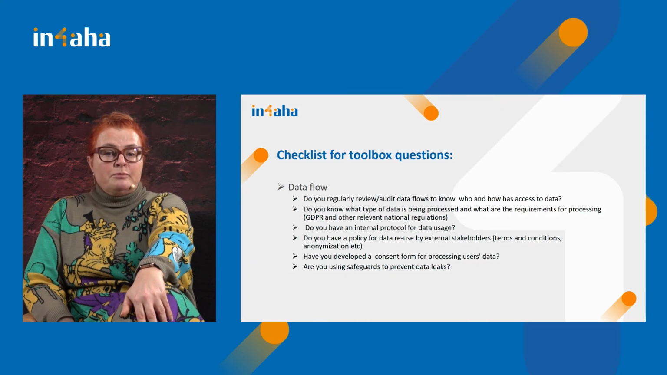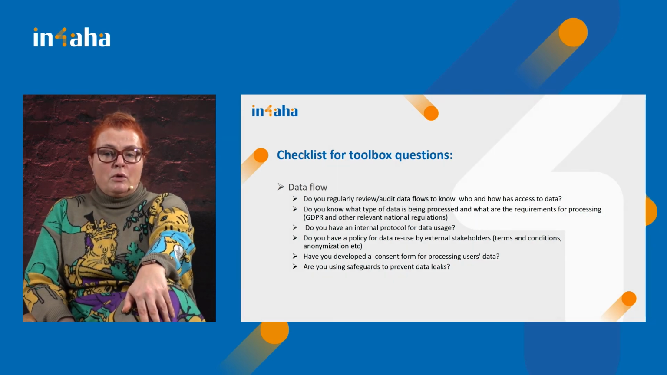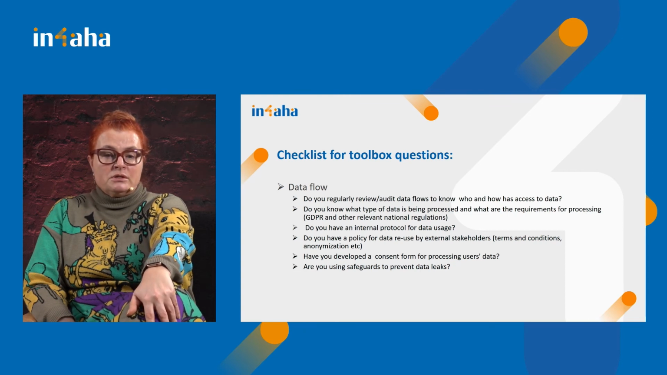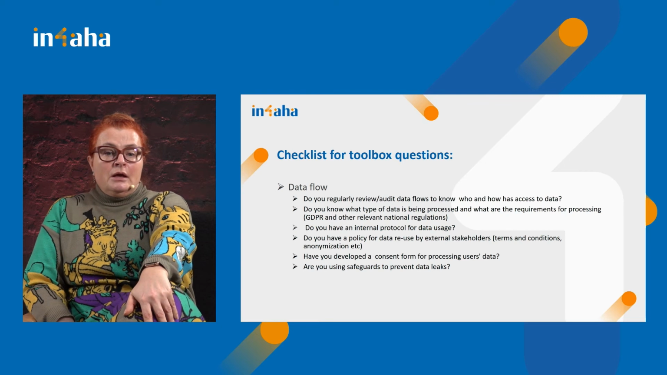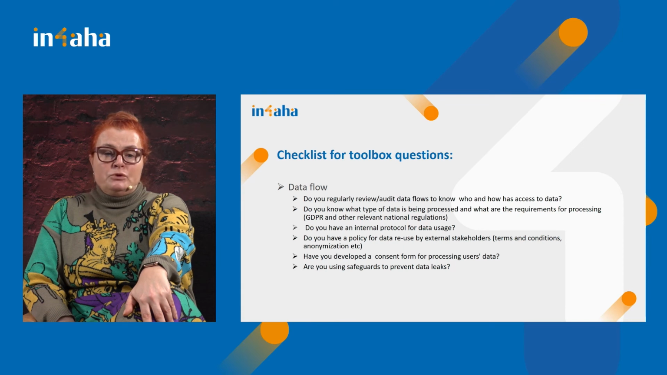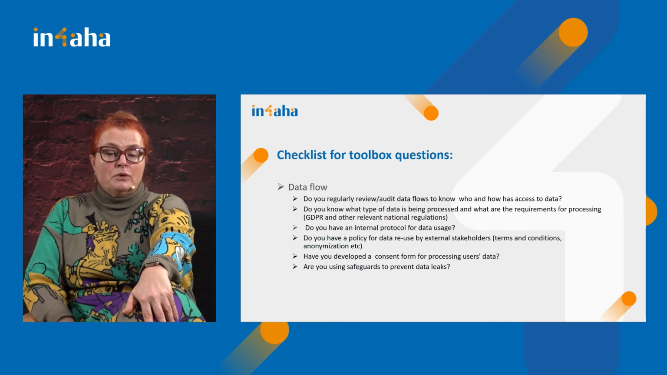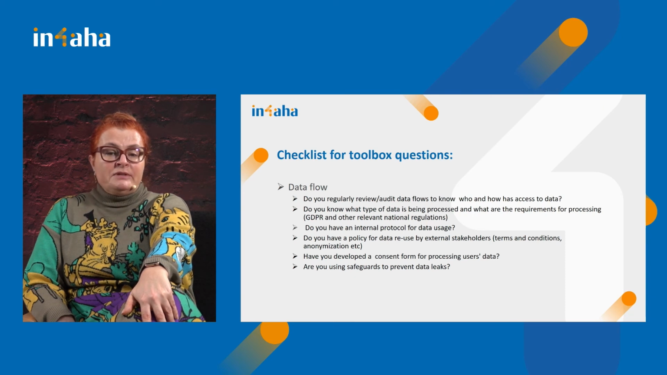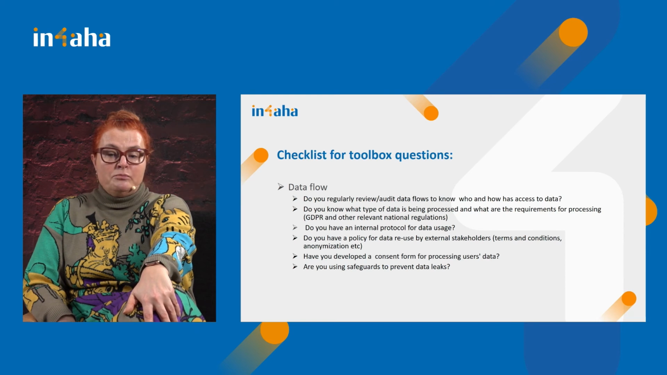Do you know what type of data is being processed and what are the requirements for processing? GDPR, of course, is one of the key elements here. Do you have an internal protocol for data usage? Do you have a policy for data reuse by external stakeholders? It's really important to have a real value from the data. Have you developed a consent form for processing users' data? Are you using safeguards to prevent data leaks? So these are some of the questions you need to ask yourself before designing this co-development process.